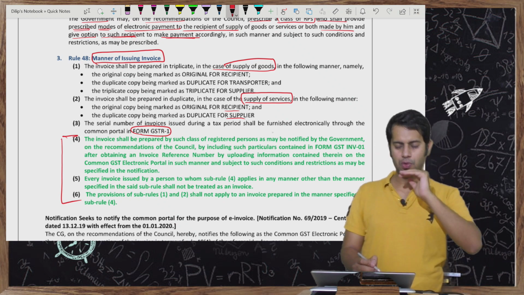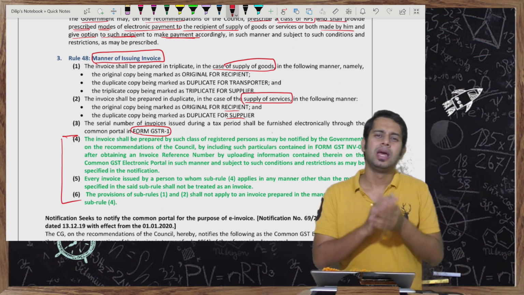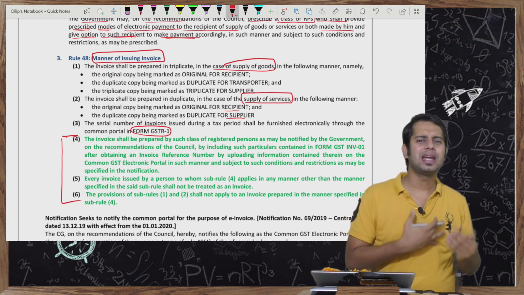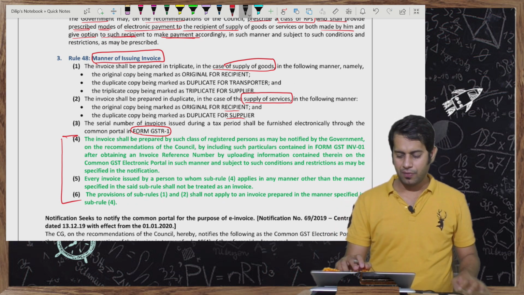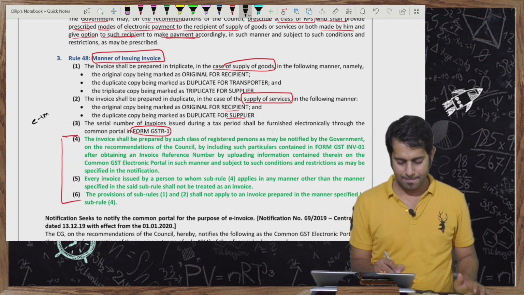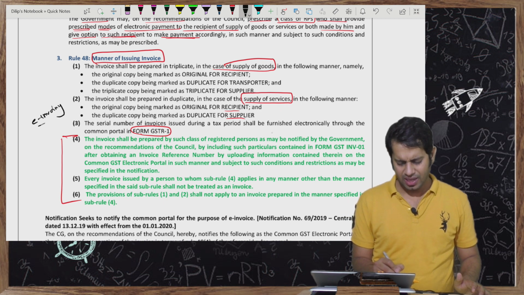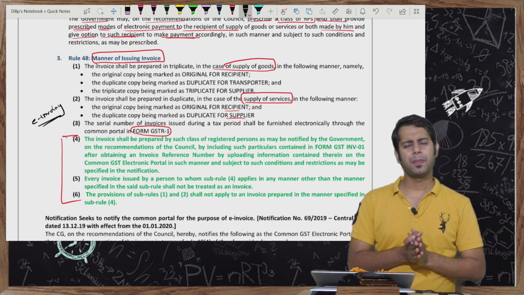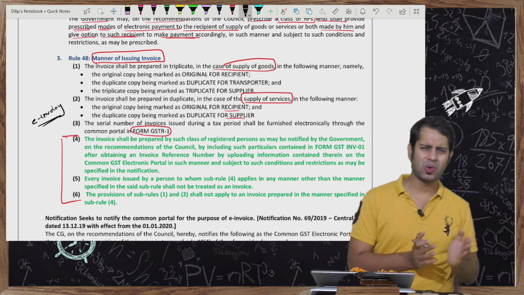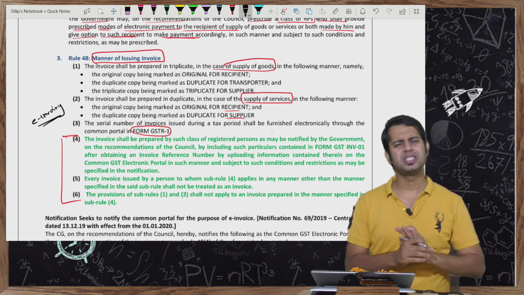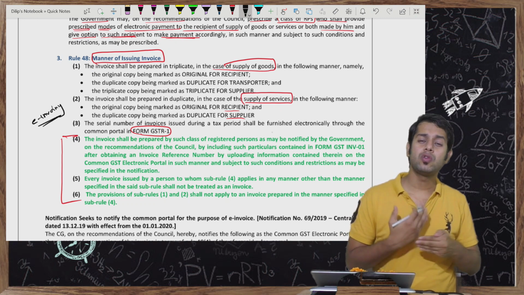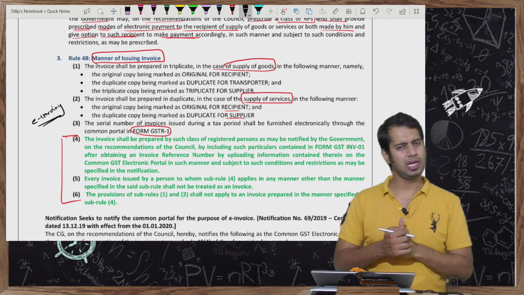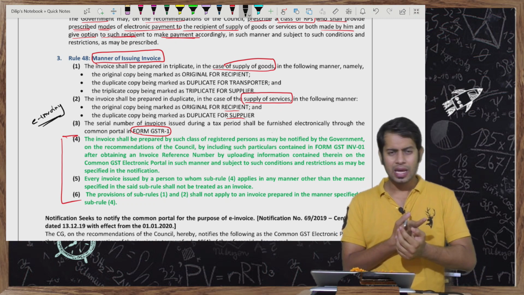They have added few more points. What is this few more points? Now government has started a new scheme of invoicing which is called E-Invoice. E-invoicing provisions have been started by government, wherein if you are a person whose business is more than 100 crores, then you will have to mandatorily issue an E-invoice.